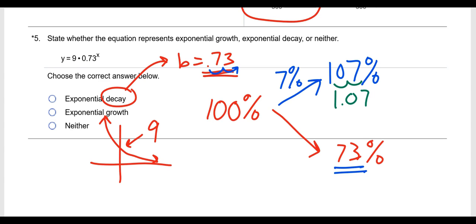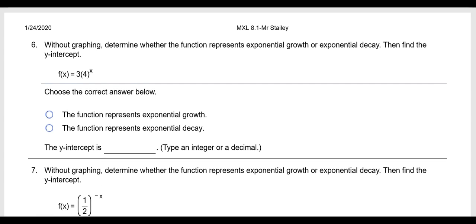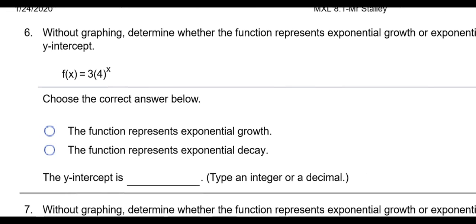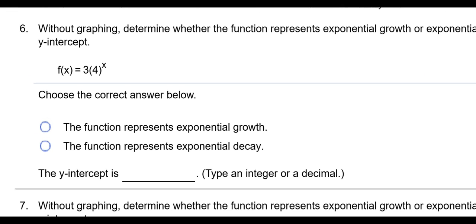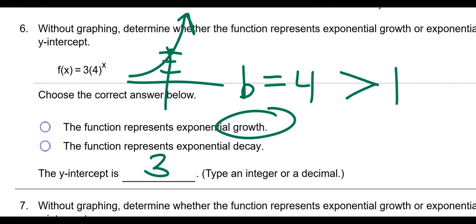Now, I hope you understand. Well, let's go to the next question, and maybe we'll get into that discussion here in the future. One of these questions, anyway. Is this one growth or decay? Growth? What number are you focused on? What's the B value here? 4. And that is definitely bigger than 1. So it is exponential growth. What's the y-intercept? The y-intercept is 3. So this would be crossing at 3 and getting big quickly.